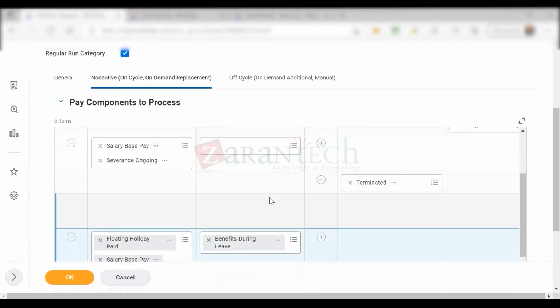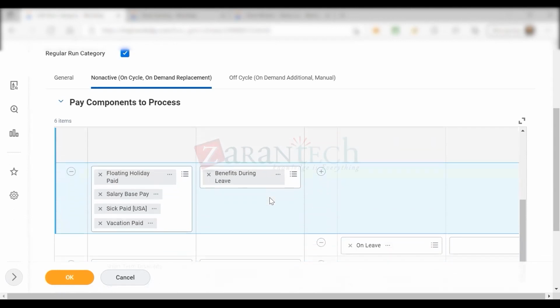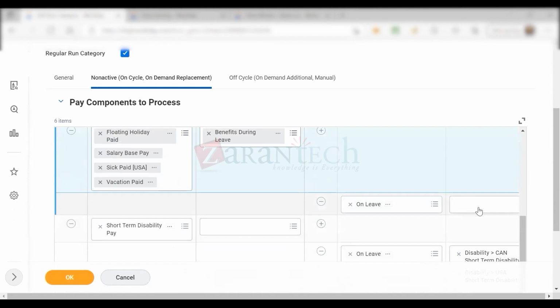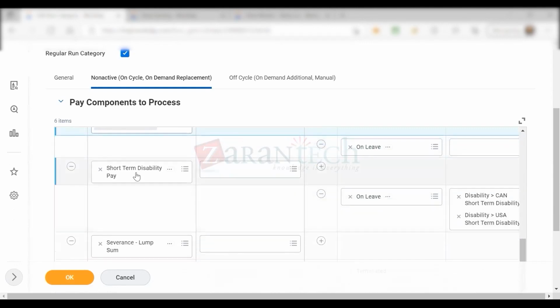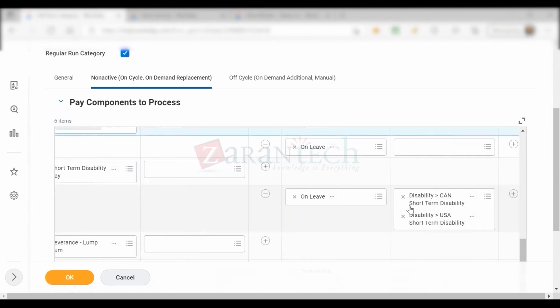This is for terminated, so this is not a condition for short-term disability. This is a condition for short-term disability because I have leave type wide open. So when employee is on short-term disability, all these earnings codes and this pay component group will get calculated. On top of it, the short-term disability pay earning code will get calculated, because here I am saying that when leave type is any one of two, calculate short-term disability.